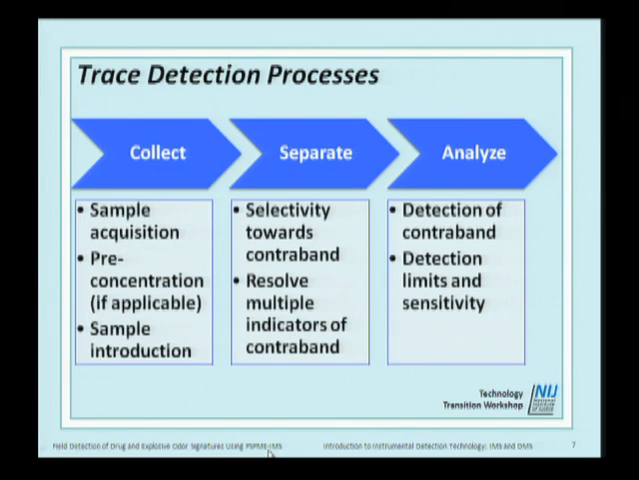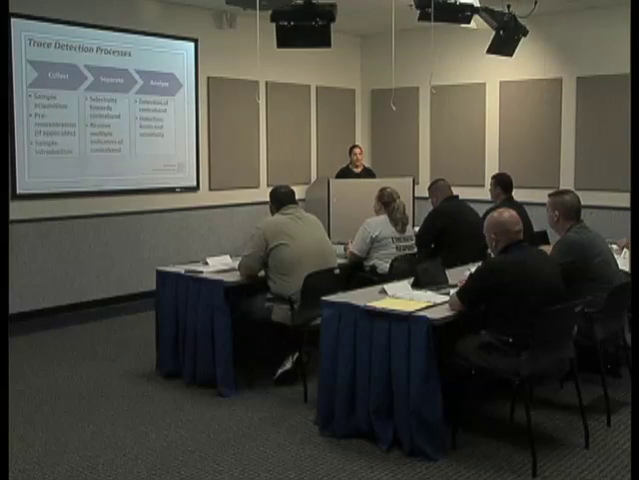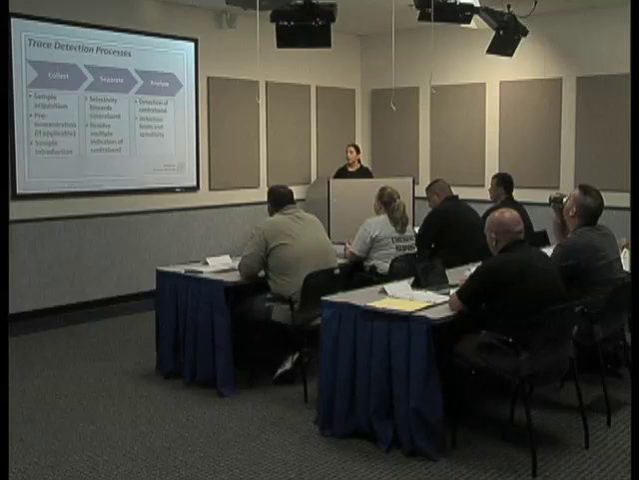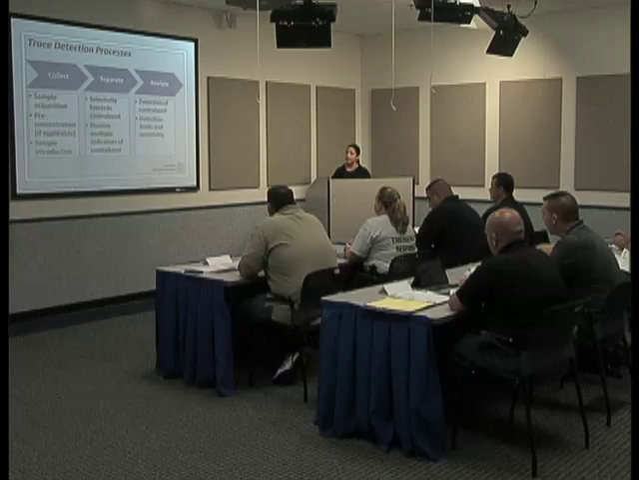And lastly, we analyze. The important aspect of trace detection is that it's fast and simple to interpret the results. So here's the point where we actually detect the contraband. Trace detectors vary in their sensitivity, or the amount of difference you see in your signal with concentration differences, and the actual detection limits, or how low can you go? What is the smallest amount that can be detected?